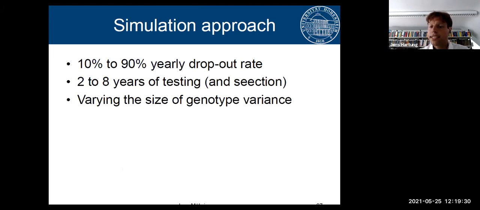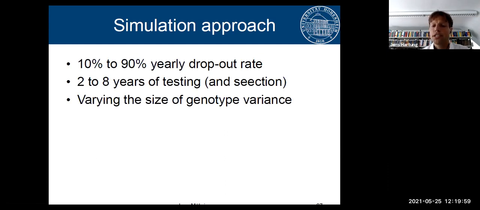We take 10% dropout, so we just dropped 10% of the genotypes from the first year till 90% of the genotypes. So in the one case, we keep 36 genotypes. In the other case, we drop 36 genotypes. We look at the data, what happens after one step of selection, so for 2 years, and we looked from 3 years till 8 years.